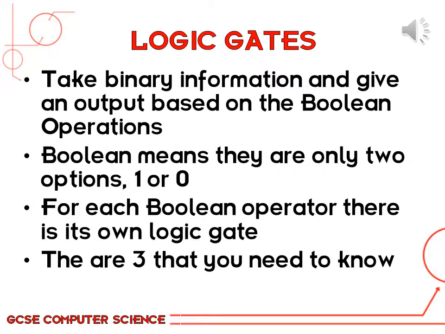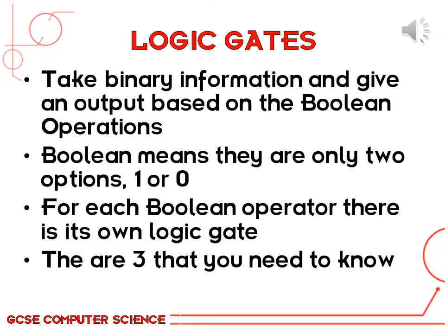So for the purpose of your GCSE, what you've got to look at is what we call logic gates. Now these, for purposes of the exam, for a definition, take binary information and give an output based on the Boolean operations. Boolean means there are only two options, either a 1 or a 0, as we already know from binary. For each Boolean operator, there is its own logic gate. There are 3 of these different gates that you need to know.